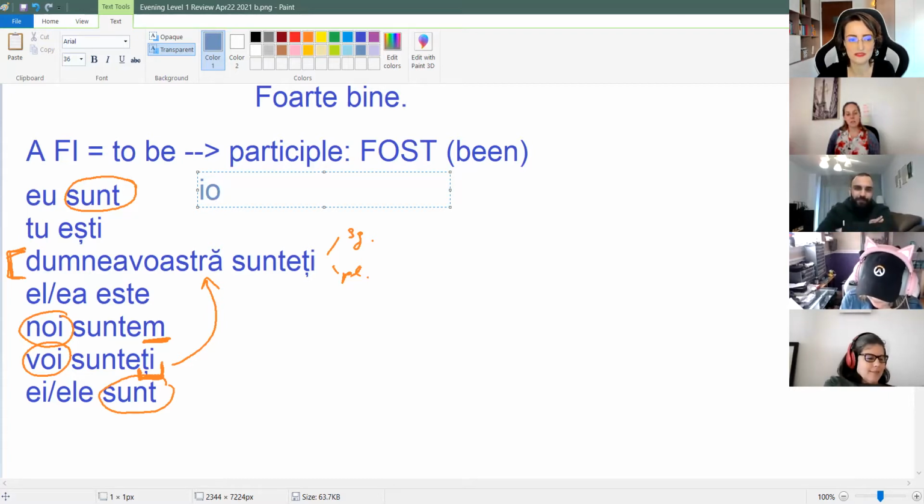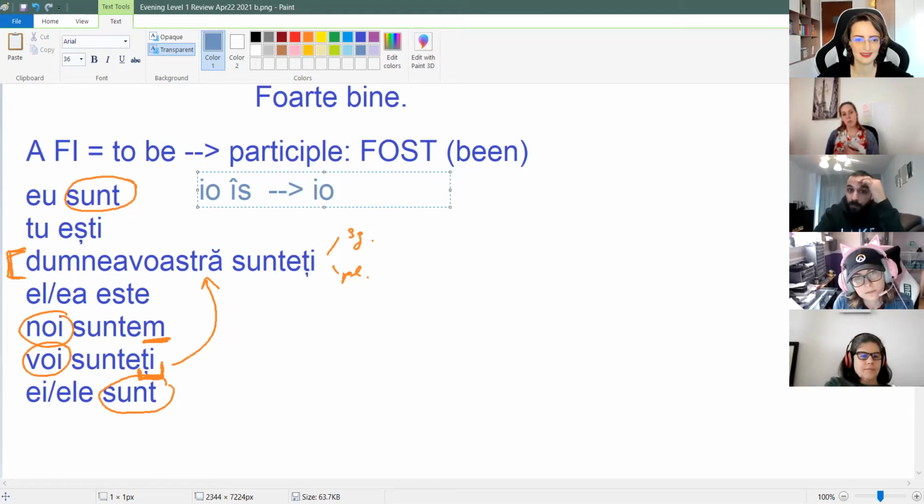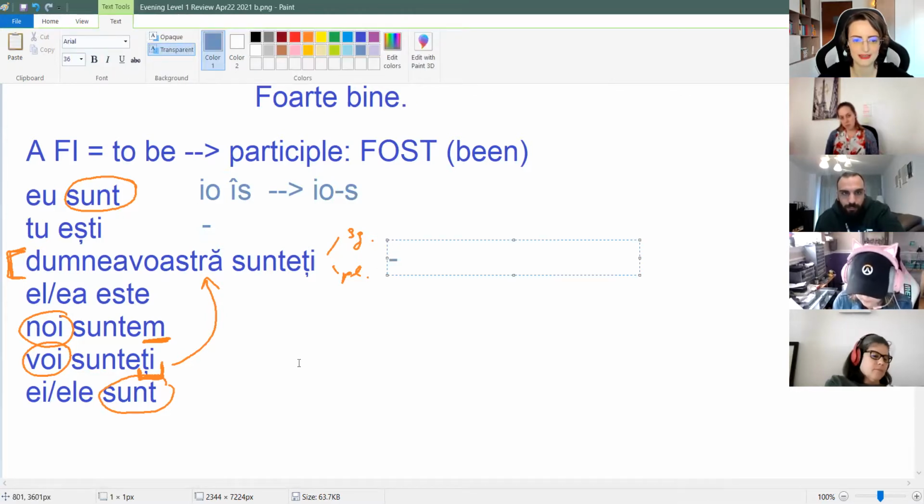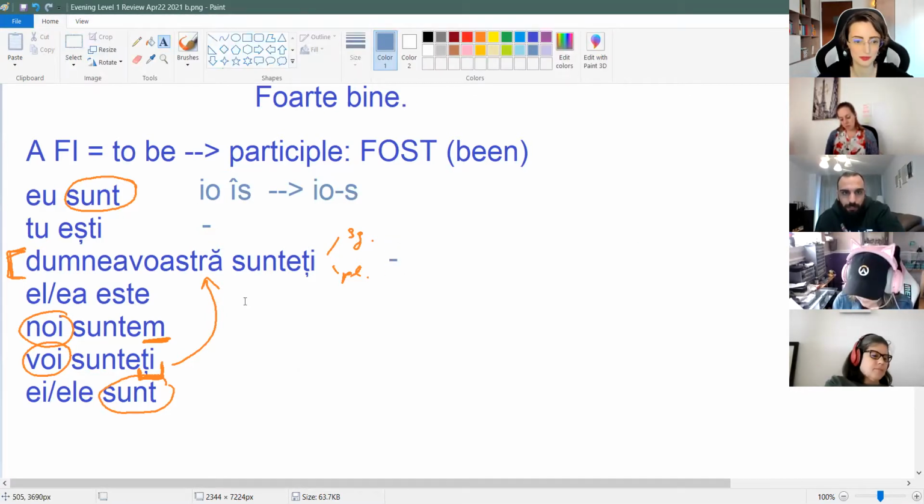So yo is informal for eu, and us is informal for sunt. And you can go even further and say yos, now you can think of iOS. Yeah, yos, I am. Tu ești doesn't have an informal version, and neither does dumneavoastră, and it makes sense because it's formal by definition.